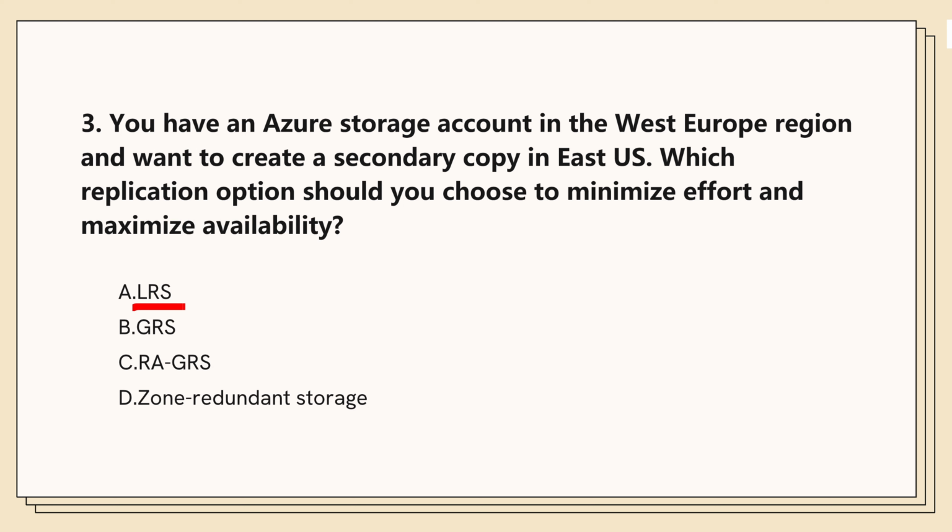Only replicates within one region, not enough for cross-region backup. The correct answer is: GRS replicates data to a secondary region, ensuring high availability and disaster recovery. Adds read access capabilities but isn't necessary for simple replication. Provides redundancy within a region, not across regions.